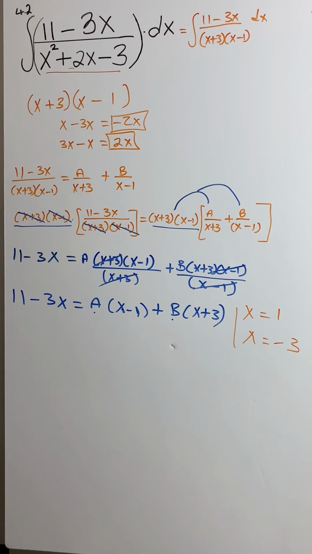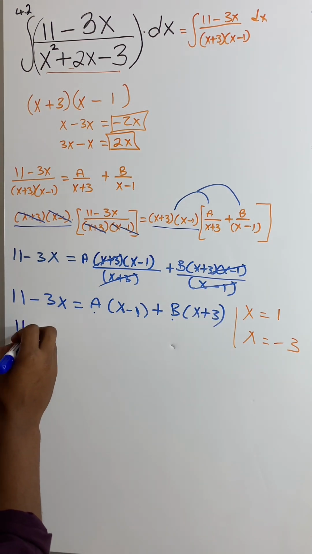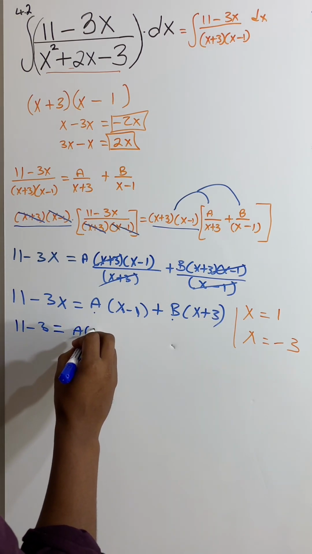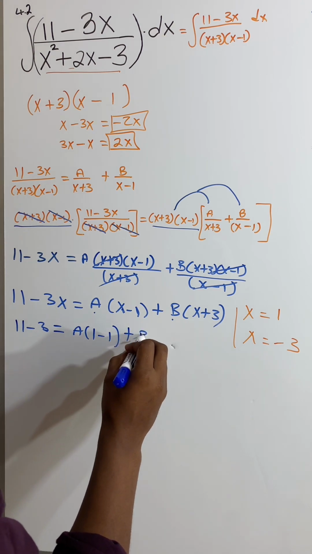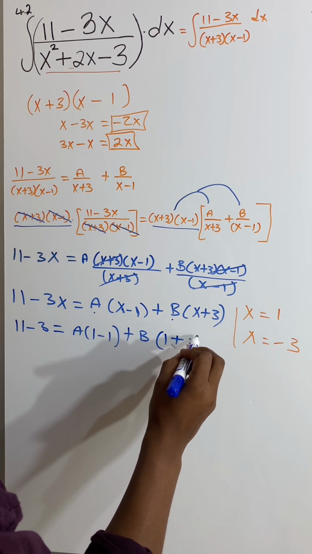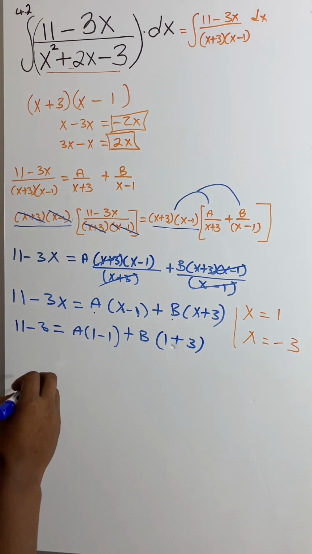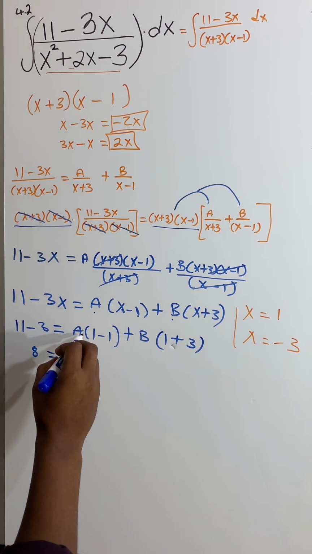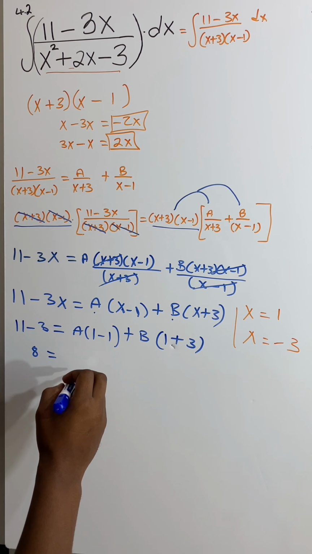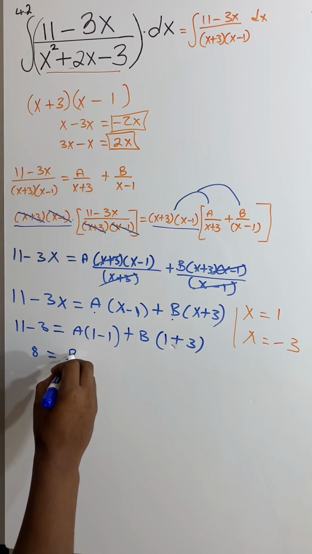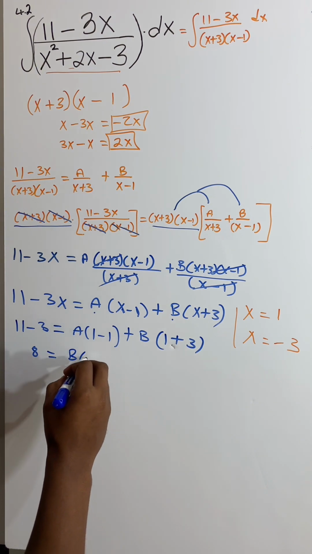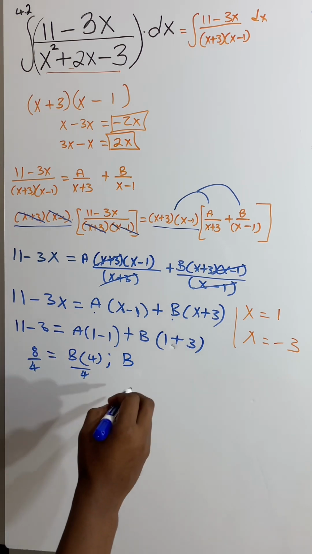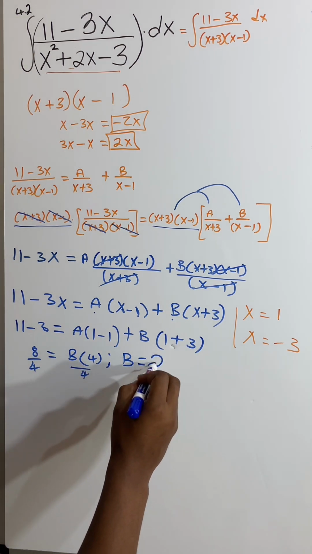So let's substitute first. X is equals to 1. Negative 3 multiplied by that 1 will be negative 3. And when we substitute 1, we also substitute 1 there plus 3. 11 minus 3 is equals to 8. A, so 1 minus 1 will be 0, and 0 multiplied by a will be 0, so we'll be left with 1 plus 3 is equals to 4. So our b will be 8 divided by 4, which is equals to 2.